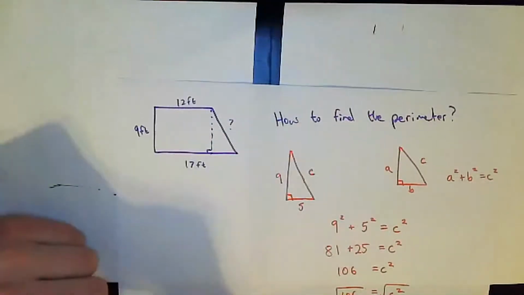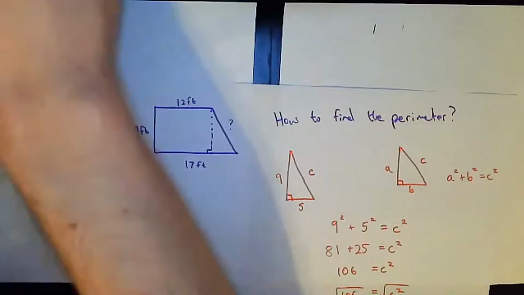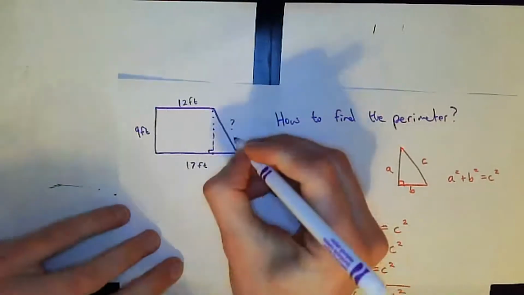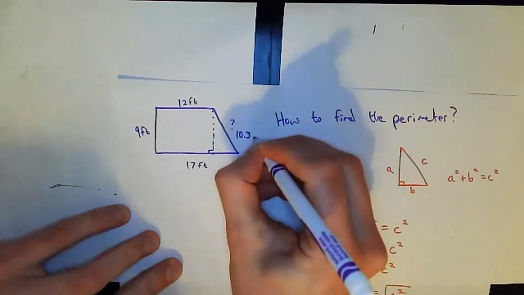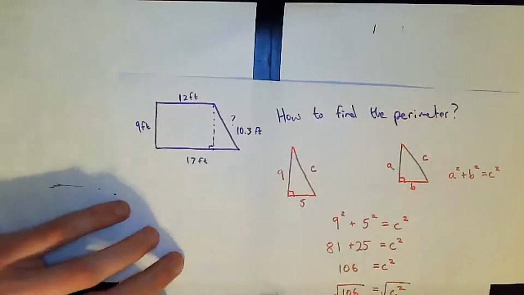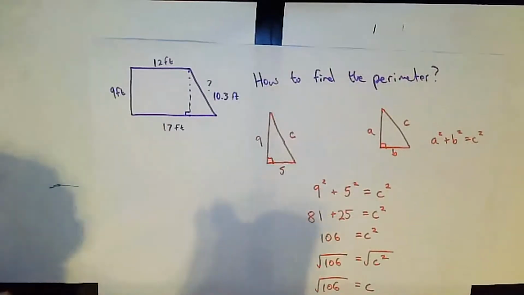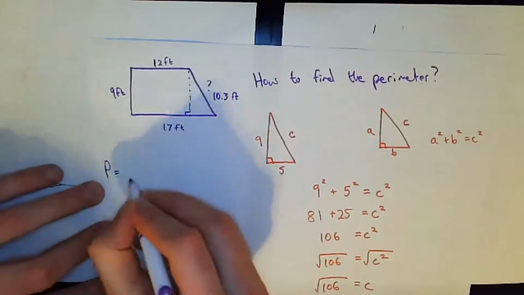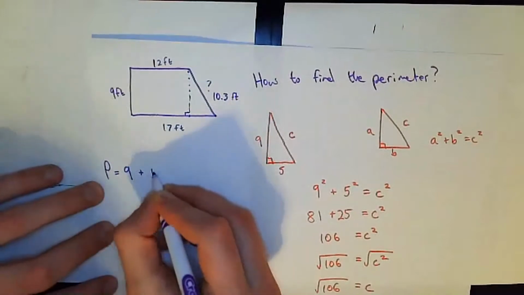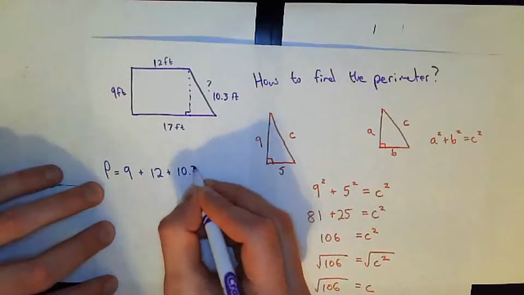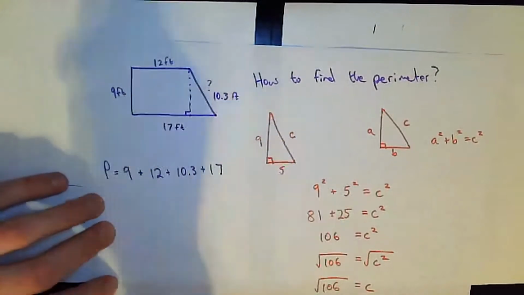So that means this side here is 10.3. Feet, still feet, right? Still feet. Which is not a nice whole number, but it's still manageable. So my perimeter then would be 9 plus 12 plus 10.3 plus 17.